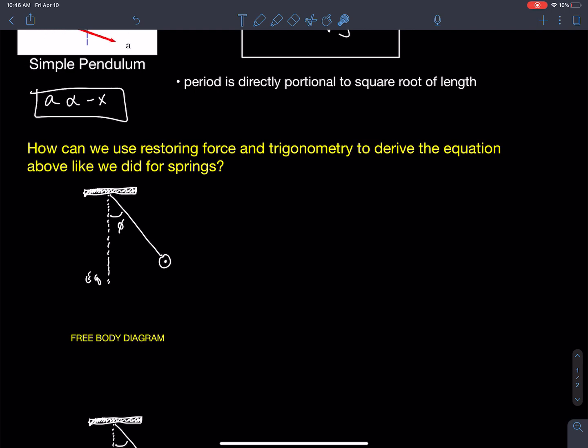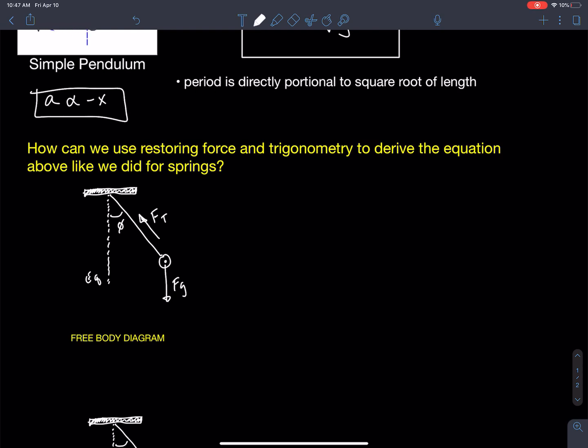All right, so right now we need to figure out where the restoring force is. What's the restoring force that's bringing it back to equilibrium, and how do we go about calculating that? So how can we use restoring force in trigonometry to derive that equation? First of all, if I pulled the pendulum out to here from the equilibrium position, we do know that there's a restoring force pulling it back. And I did this in that SL video: you have the force of tension of that rope pulling it in that direction, and you have the force of gravity.